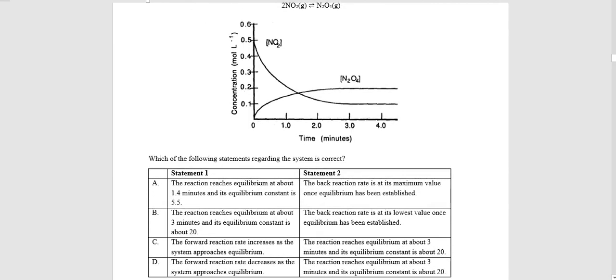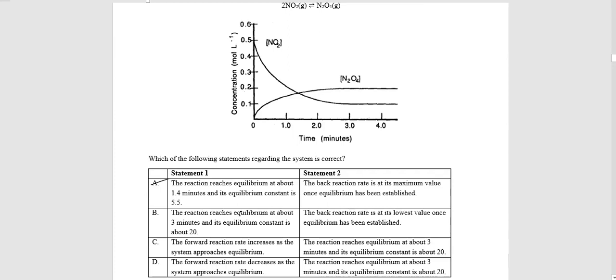So the first one: the reaction reaches equilibrium at about 1.4 minutes, and the equilibrium constant is 5.5. Now, it doesn't look like it reaches equilibrium at 1.4. That looks like the point of intersection. So this is when the concentration of the two species are the same, but that doesn't mean it reaches equilibrium. It only really reaches equilibrium at around this point. So statement 1 is wrong, which means that A is not the answer.